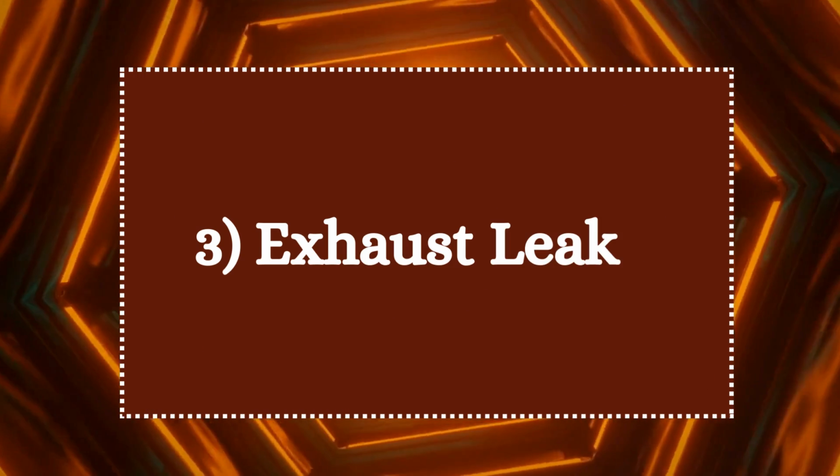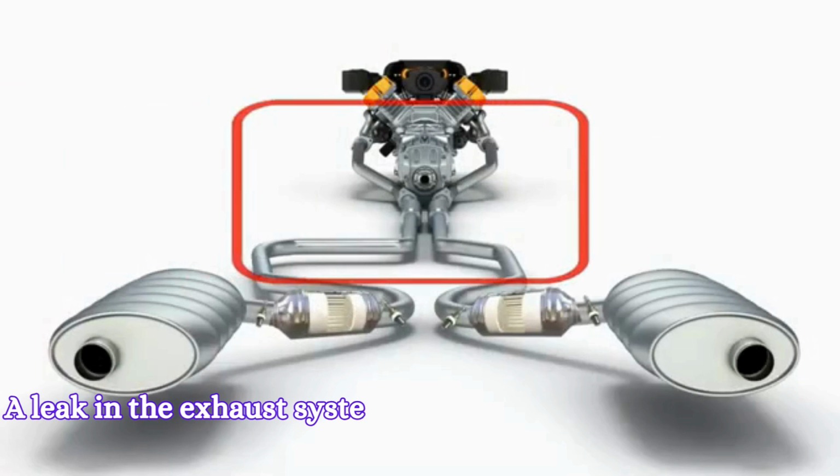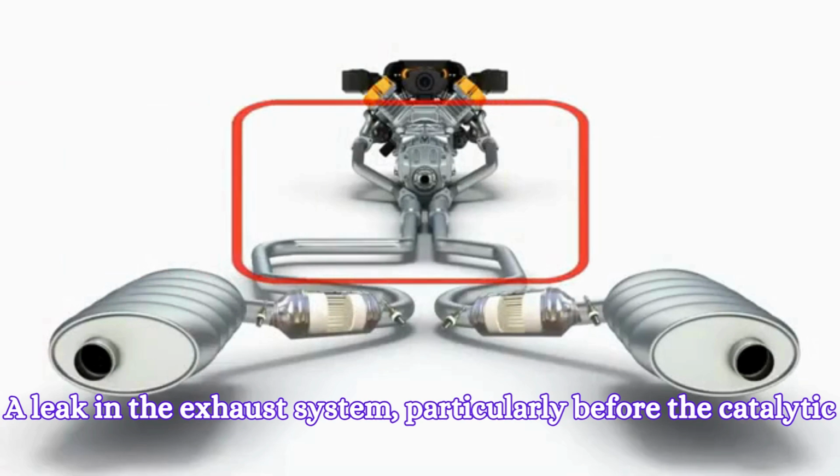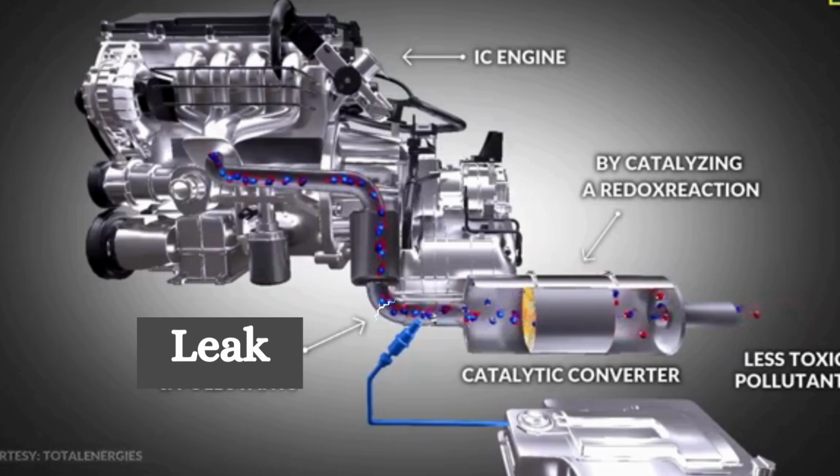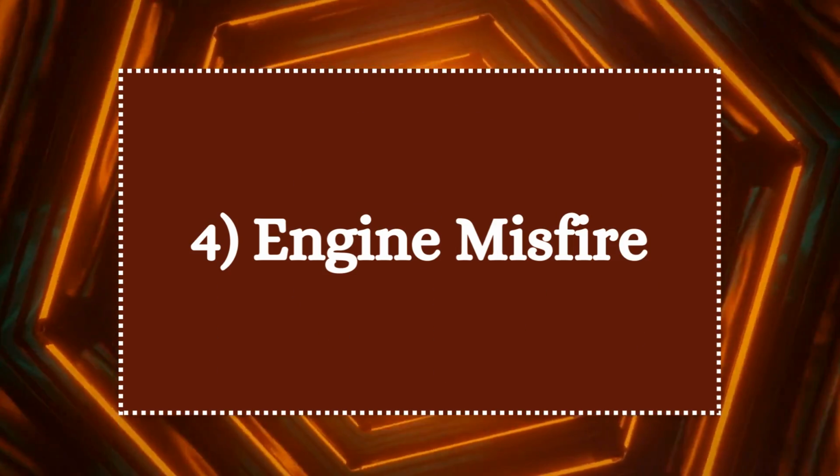3. Exhaust leaks. A leak in the exhaust system, particularly before the catalytic converter, can allow excess oxygen to enter the exhaust flow. This disrupts the O2 sensor's readings and makes it appear as though the catalytic converter is not functioning properly.